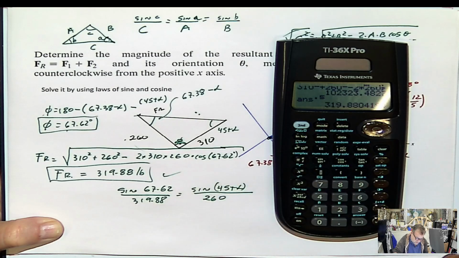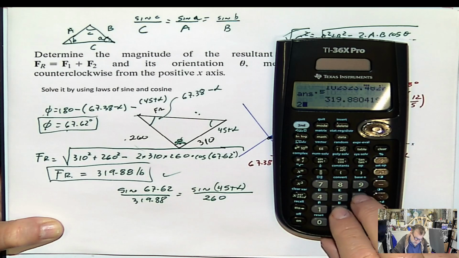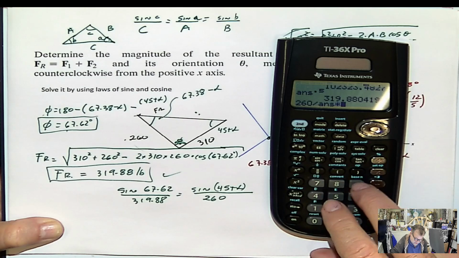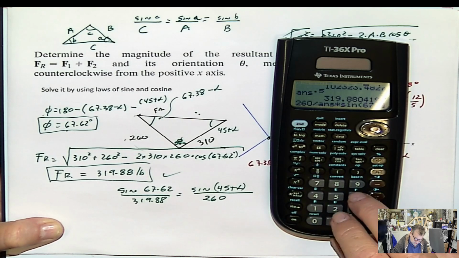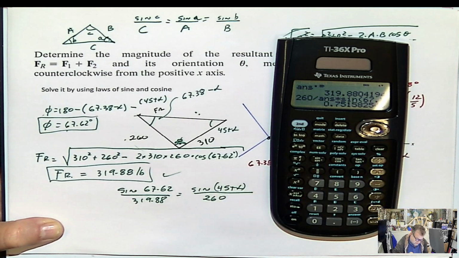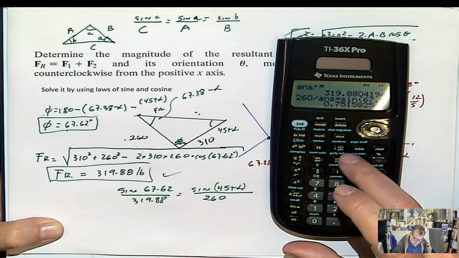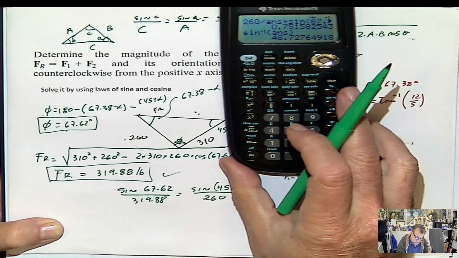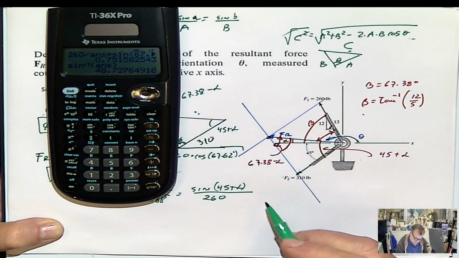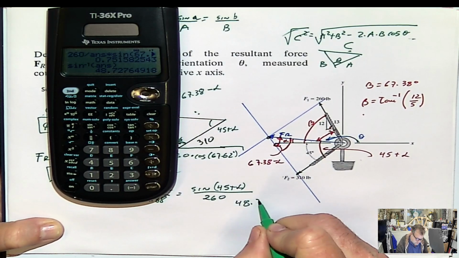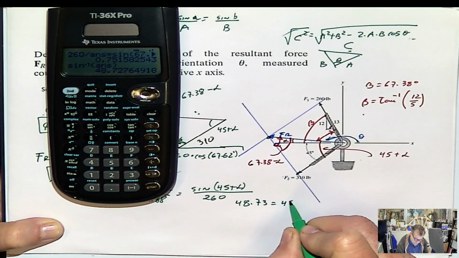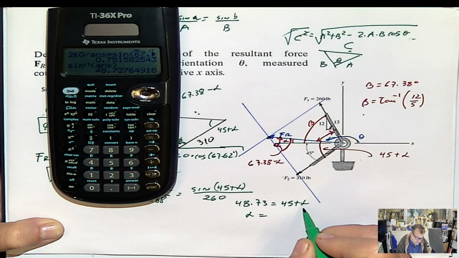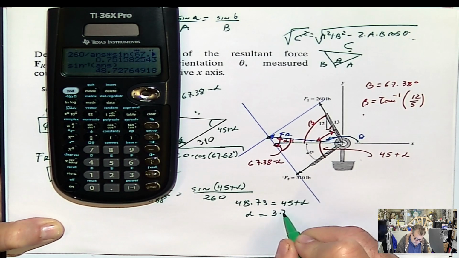So, oh, I have this here, which is awesome. So I'm going to take 260 divided by that value, multiplied by the sine of 67.62, and then I'm going to get this value. That value will be the sine of 45 plus alpha. I take the inverse sine of that, and then I get 48.73, meaning that 48.73 is going to be equal to 45 plus alpha, and alpha is going to be equal to 48.73 minus 45, meaning alpha is 3.73.